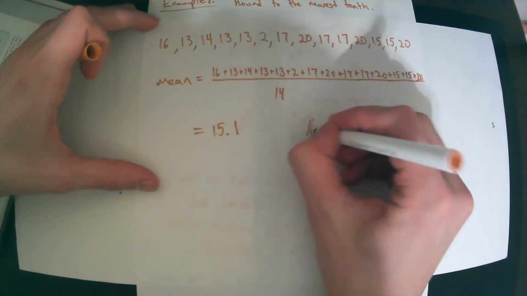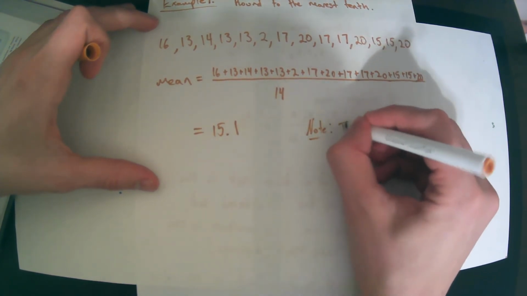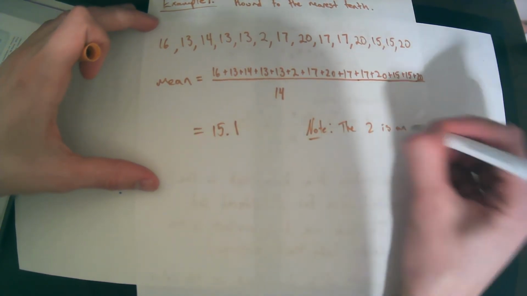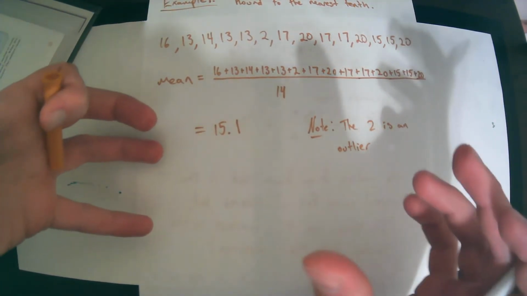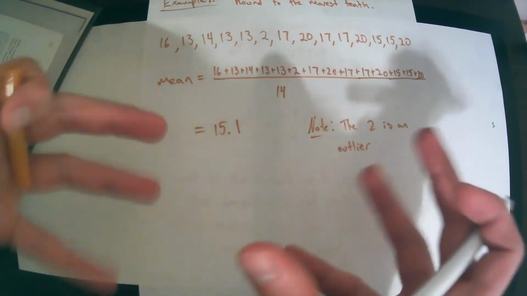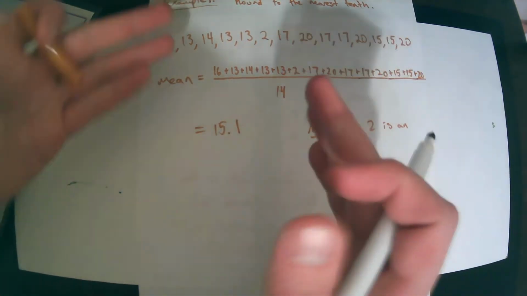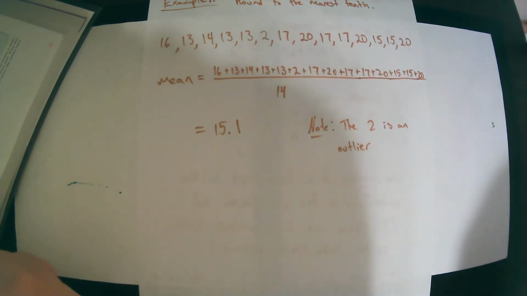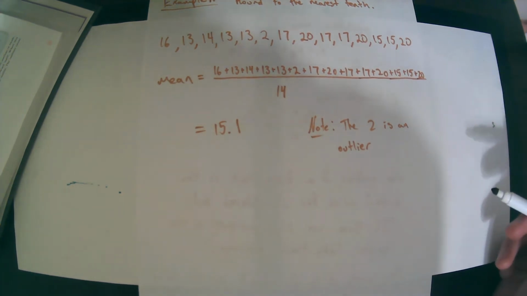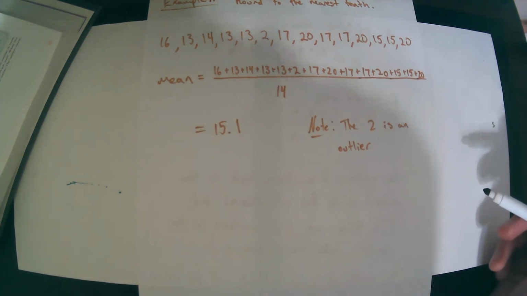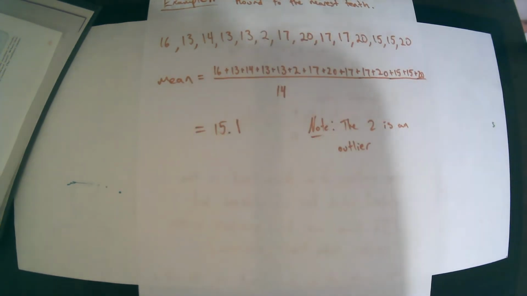So we can make a note here. The 2 is an outlier because it's acting differently. Our data is pretty much grouped around like 17, 16, somewhere around there. It's definitely between 13 and 20, right? The 2 is an outlier because it's much lower compared to the other values. Okay. So depending on what you're trying to do with your data, you may want to discount that 2. It just depends. All right.